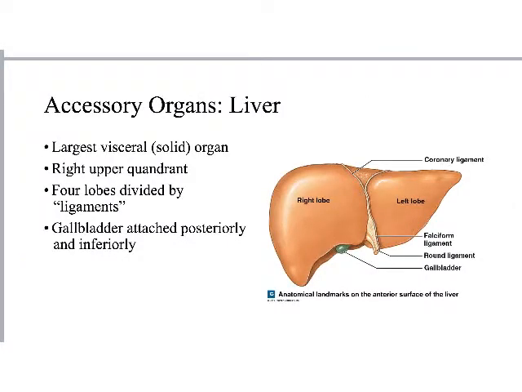All right, let's take a look at some of the accessory organs. We have the liver. The liver sits in the right upper quadrant of the abdomen, just at that hepatic flexure of the colon, as we mentioned.